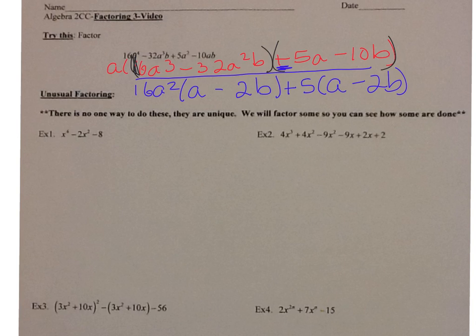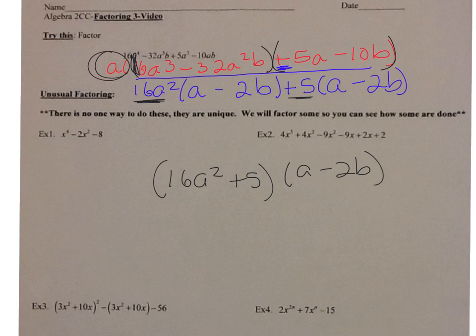So remember, your factors are the numbers, the coefficients on the outside of the parentheses. So that would be, I'm going to write it right down here, 16A squared plus 5. And then the other factor is what's inside the parentheses, A minus 2B. And then don't forget this A from the beginning. Just put that on the outside.